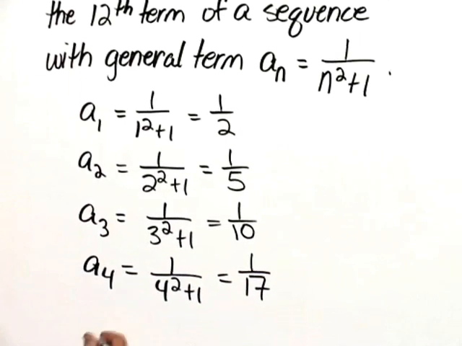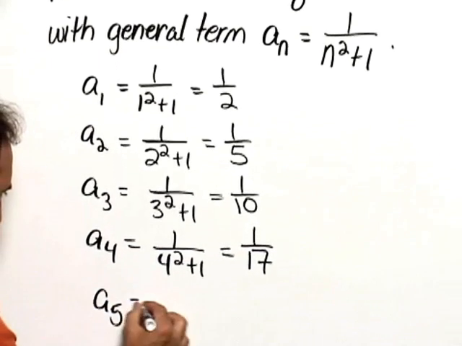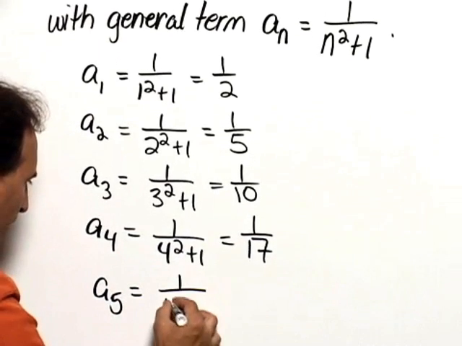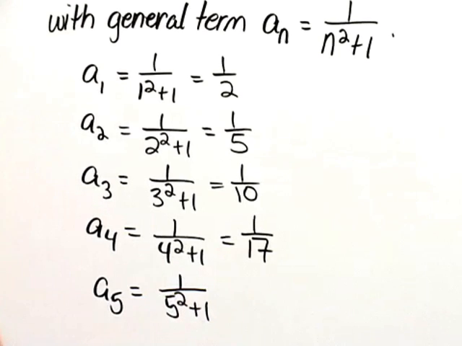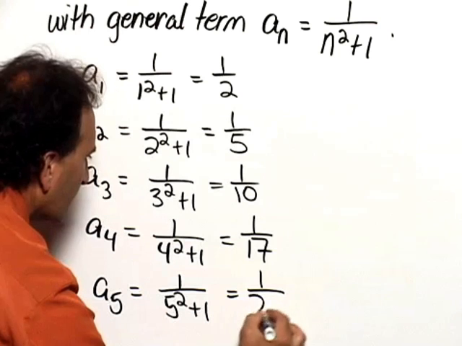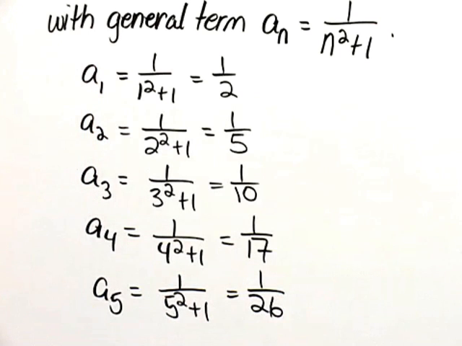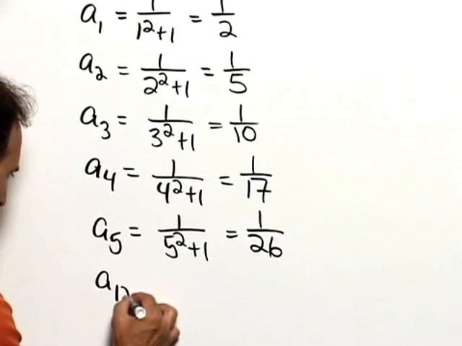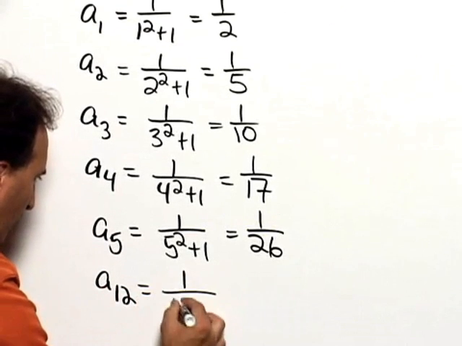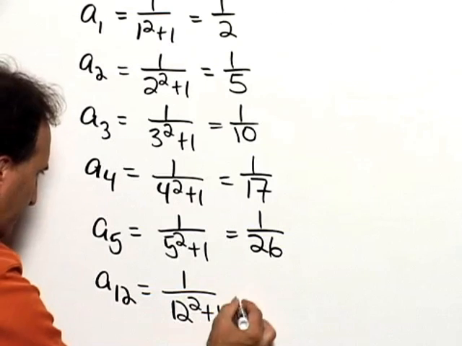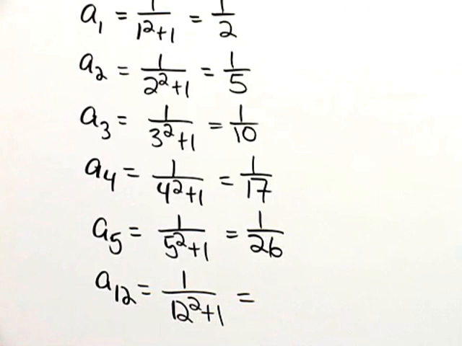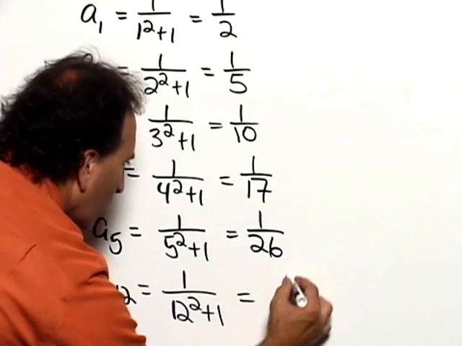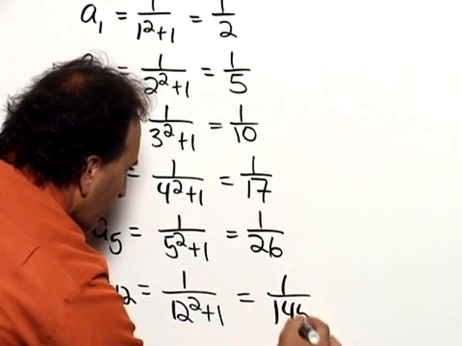For the fifth term, a sub 5, that would be 1 over 5 squared plus 1, 1 over 25 plus 1, which is 1/26. And now we go to the 12th term, a sub 12 equals 1 over 12 squared plus 1. That's 1 over 144 plus 1. In other words, 1 over 145.